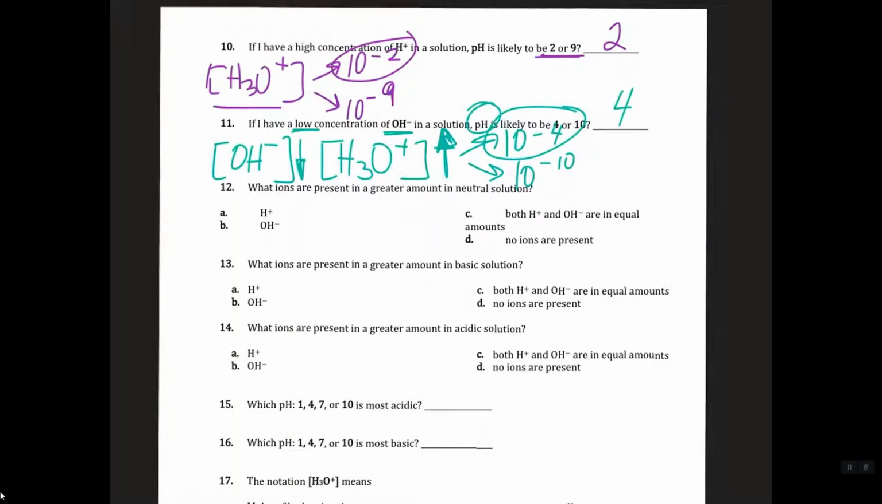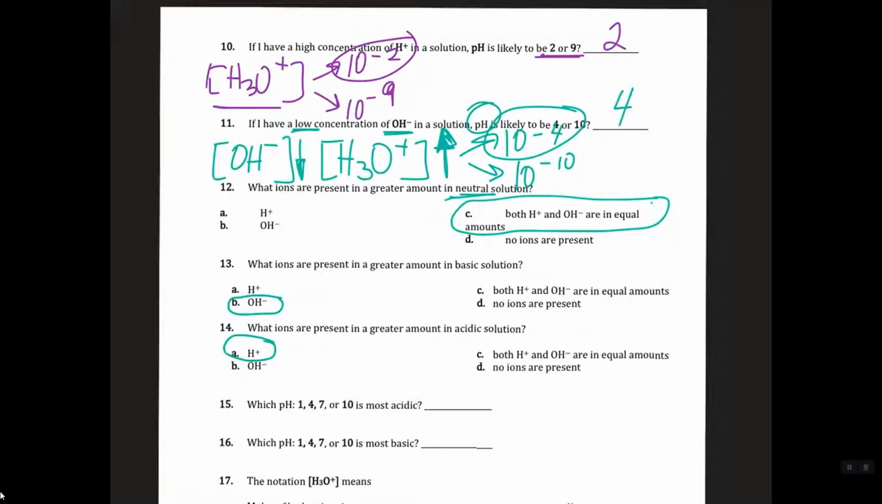What ions are present in a greater amount in neutral solution? No, there's no greater amount. They are going to be equal amounts, because that's what neutral means, that they balance each other and neutralize each other. What ions are present in a greater amount in a basic solution? Well, in this case, it's going to be hydroxide ion. What ions are present in a greater amount in acidic solution? That's going to be hydrogen ion.